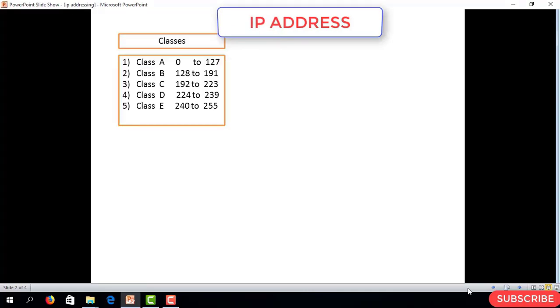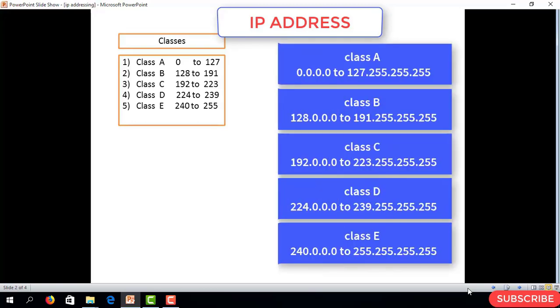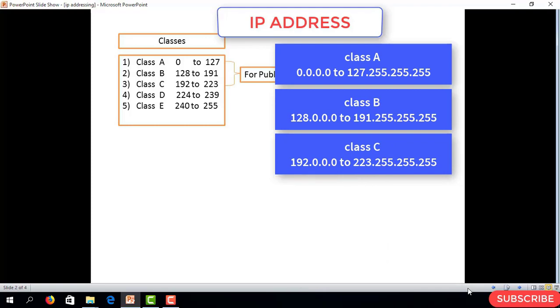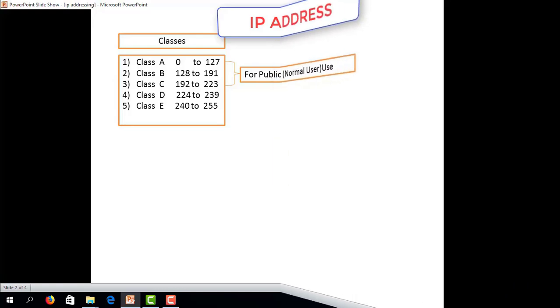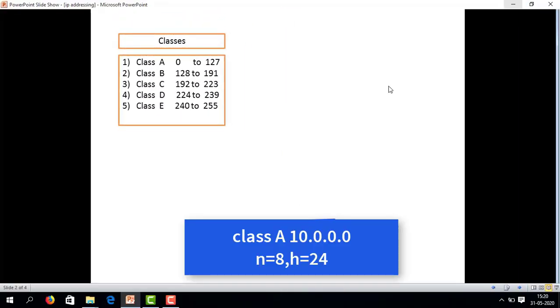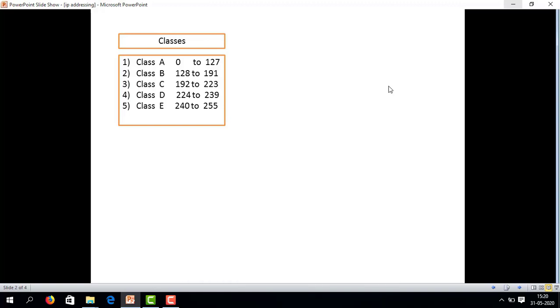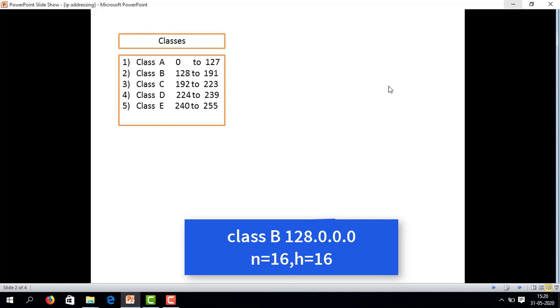There are 5 classes in IPv4: class A, class B, class C, class D, and class E. Class A starts from 0 to 127, class B from 128 to 191, class C from 192 to 223, class D from 224 to 239, and class E from 240 to 255. We are using class A, class B and class C, which are used for normal purposes, that is, to connect to the internet. In class A there are 8 network bits and 24 host bits. In class B there are 16 network bits and 16 host bits, and in class C 24 network bits and 8 host bits.